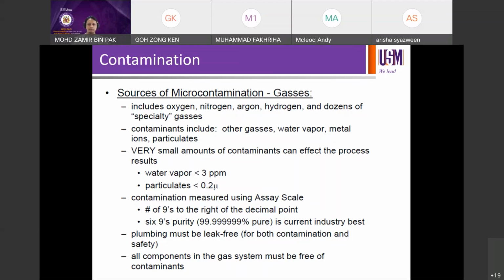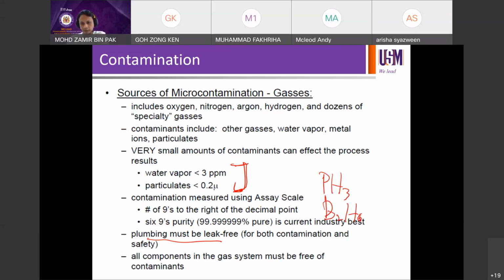Contaminants in the gases include other gases, water vapor, metal ions, particulates. Water vapor and particles are controlled as well. Again, this is not a single number kind of thing, just an example. Plumbing must be leak free. If it is not leak free, and you have toxic gases, for example, like phosphine, diphosphine, P2H6.